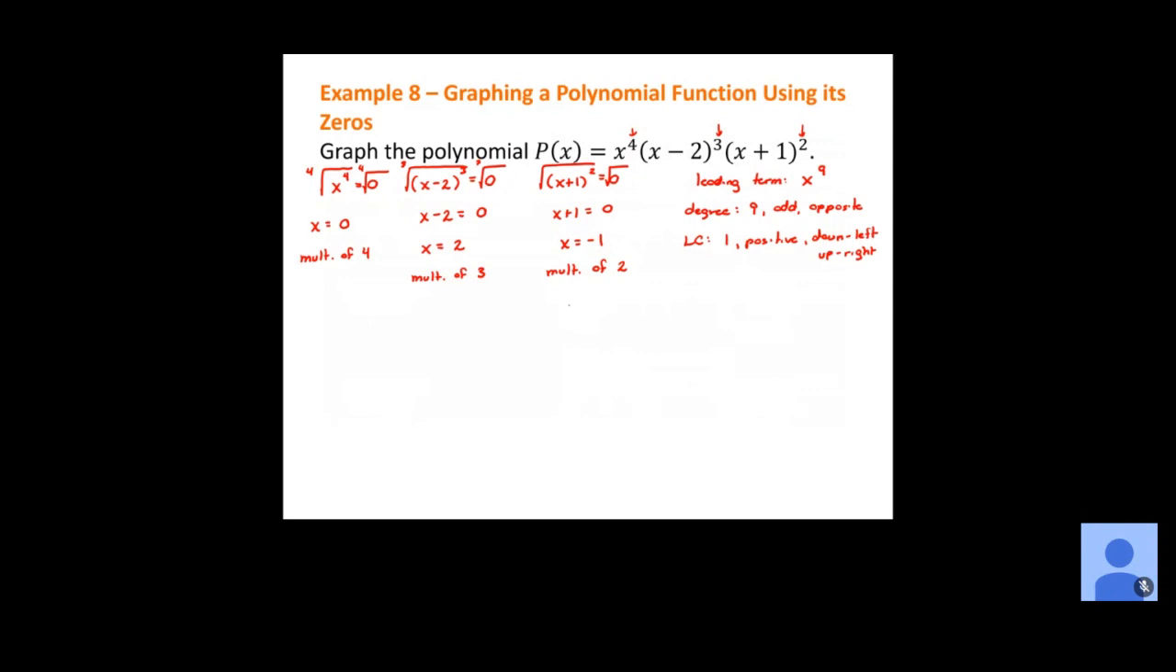All right, so now we just need to sketch what we've got here. Again, I'm going to start by plotting my x-intercepts. We have one at 0, we have one at positive 2, and we have one at negative 1.